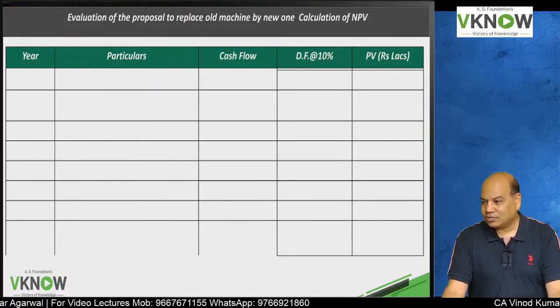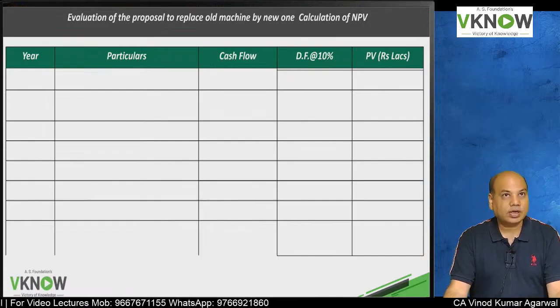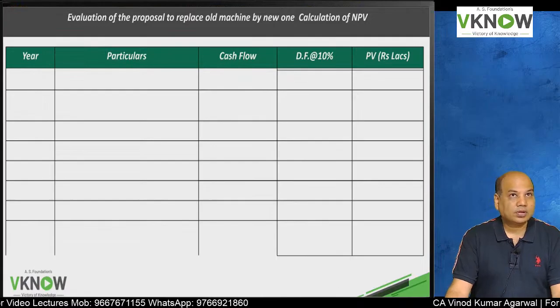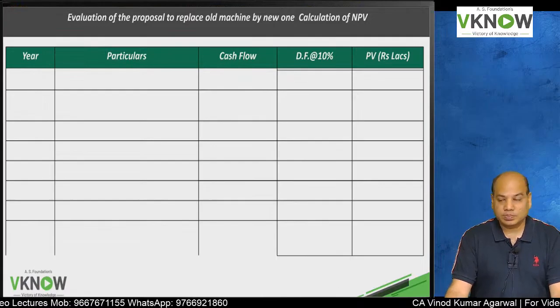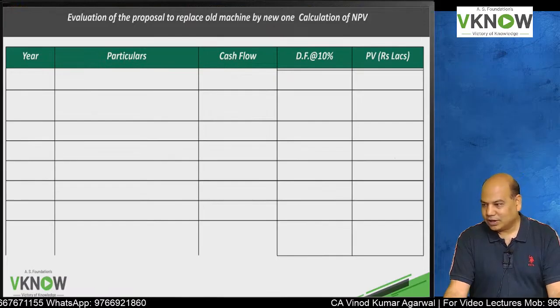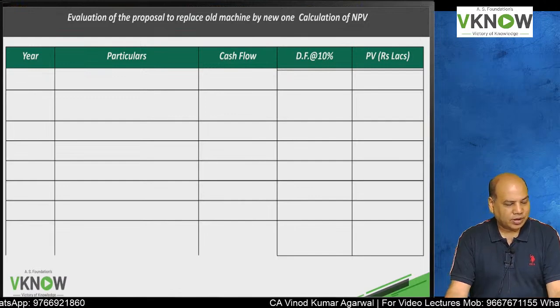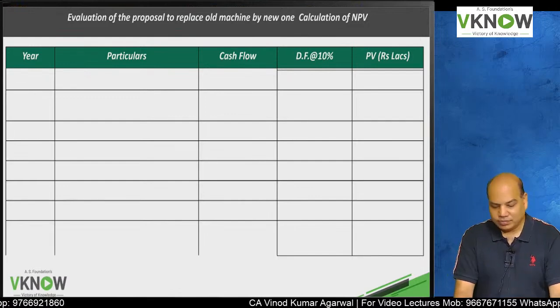Next line, write down calculation of NPV. Format: year, particular, cash flow, discounting factor at 10%, and the last column, present value, rupees in lakhs.